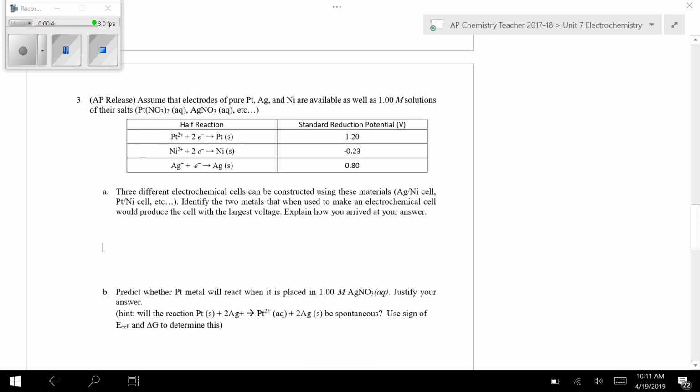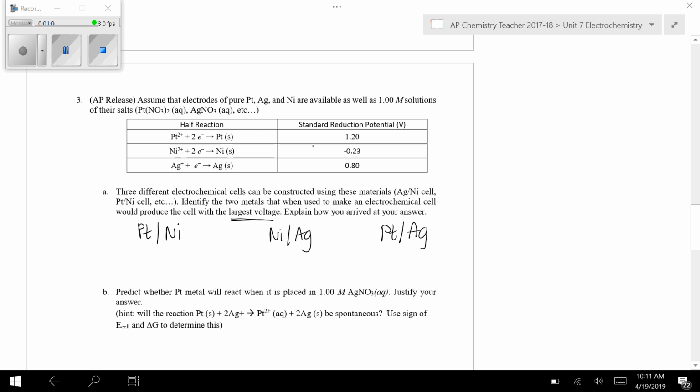So here's a problem where we are asked to consider a variety of voltaic cells we could make, and you want to identify the two metals that could be used to make an electrochemical cell with the largest voltage. So here's your list of three metals. So we've got three possibilities. We could put platinum with nickel, we could put nickel with silver, or we could put platinum with silver. And let's look at them individually.